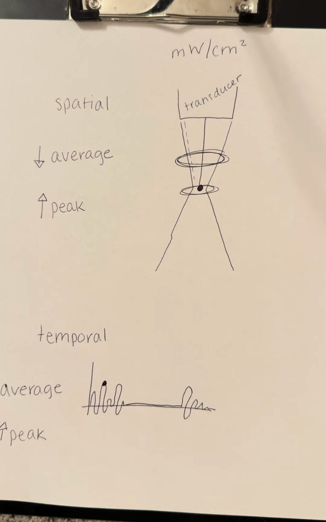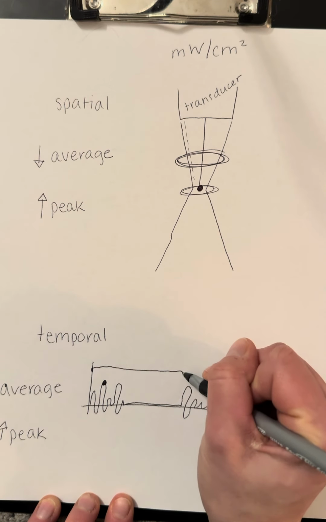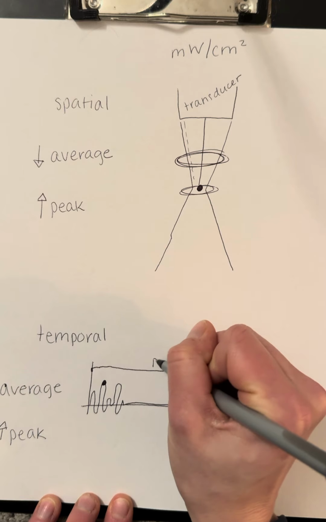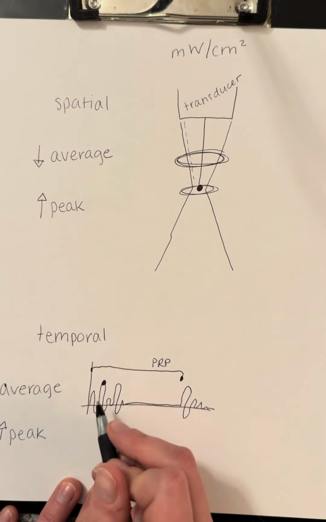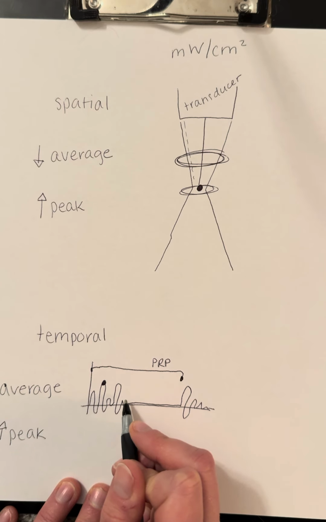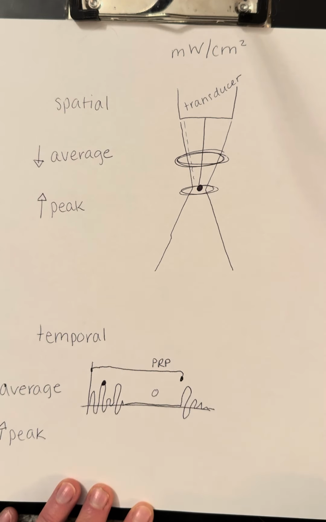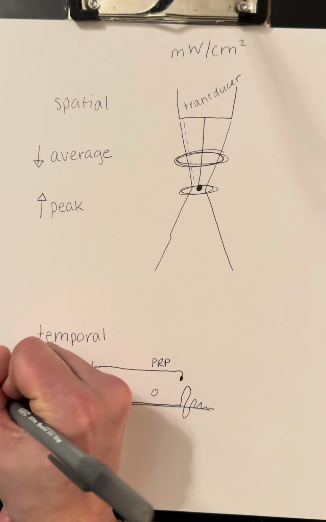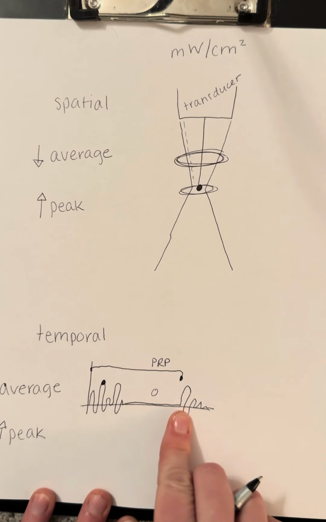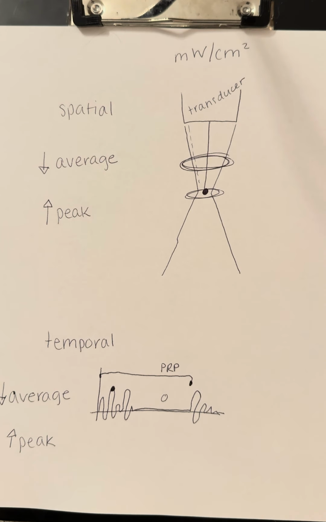When we look at average for temporal intensity, that's the average from the start of a pulse all the way through to the start of the next pulse, which if you remember is our PRP. So temporal average is taken over the entirety of the PRP, which means it includes all the intensities happening during the pulse and then all the off time, where the intensity is obviously 0. So our temporal average gets really, really low, incredibly low because it has all this 0 intensity averaged in. So very low for average temporal intensity, or temporal average as we call it.